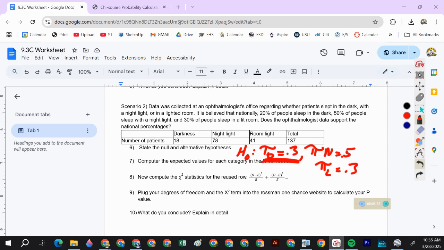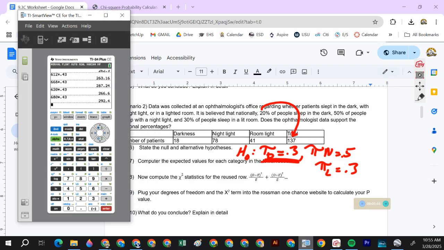So what are the expected values? So we're going to take 0.2 and times it by 137. So 0.2 times 137. And then 0.5 times 137. And then 0.3 times 137. So my expected values are 27.4, 68.5, and 41.1. Okay, and then you're going to do a chi-squared test.